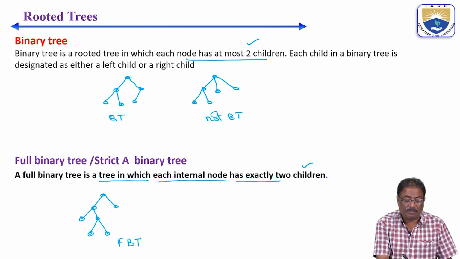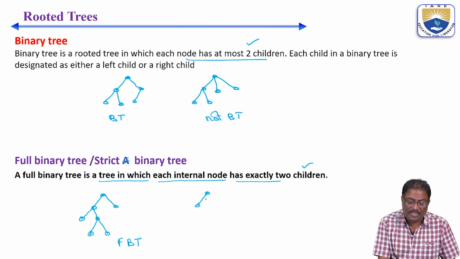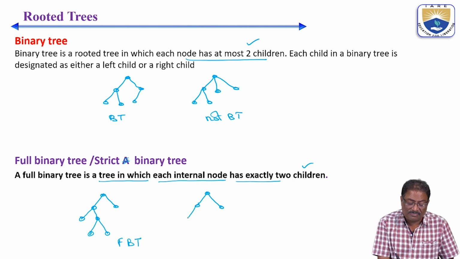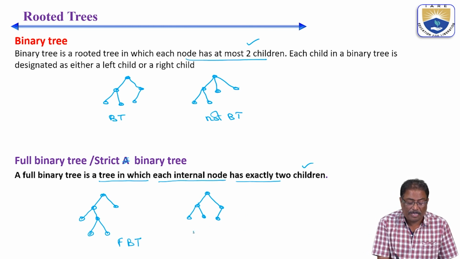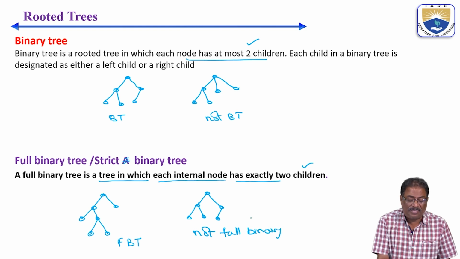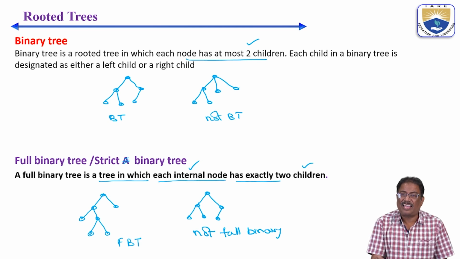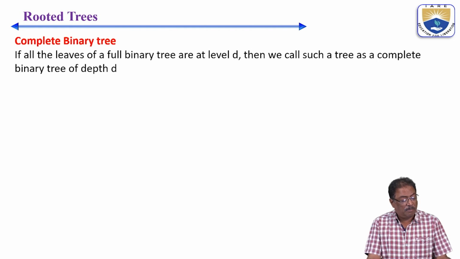Now suppose I consider another one like this. It has two children, and this has two children, and if it has only one child, a left child, then this is not a full binary tree. Because in a full binary tree, each and every internal node has exactly two children.